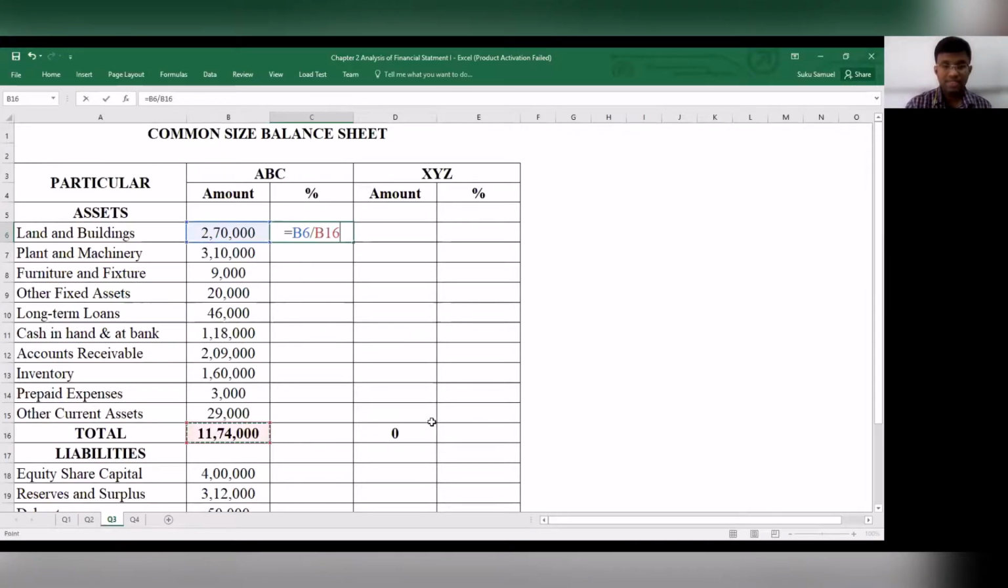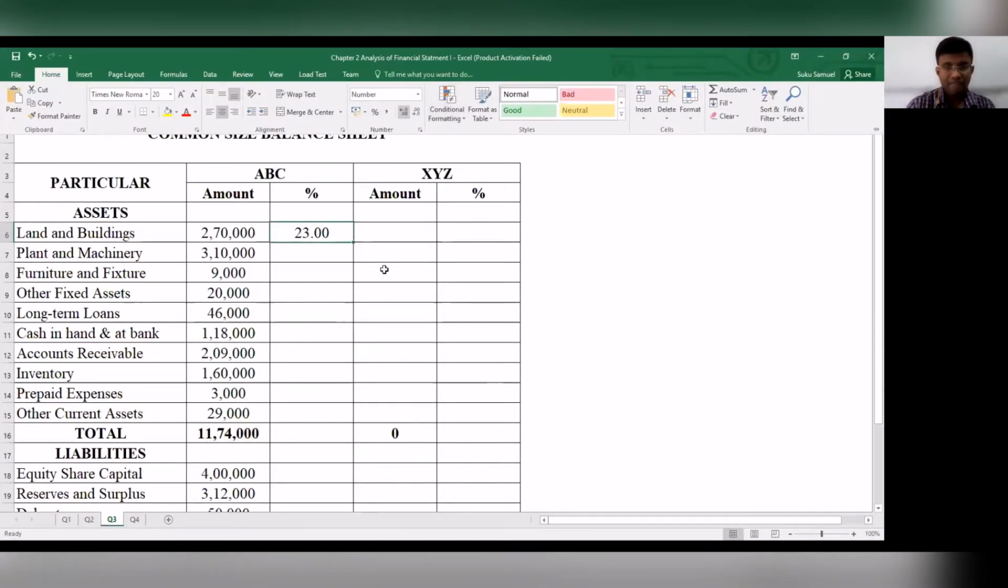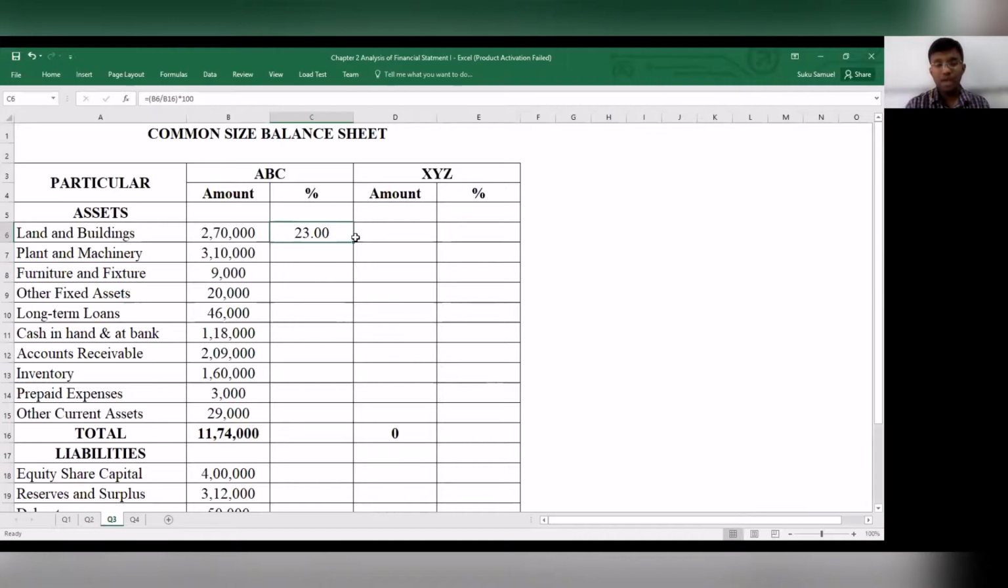So the total asset is 11,74,000, and this multiplied by 100. Now, why are we multiplying this by 100? Because we are expecting a percentage. So let me just quickly round off the decimals, and that works out to be 23%.